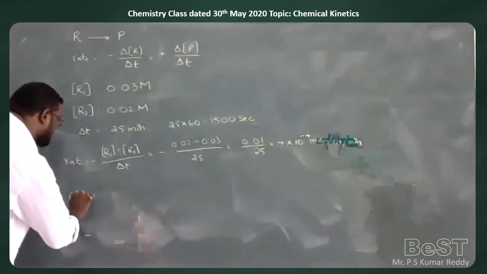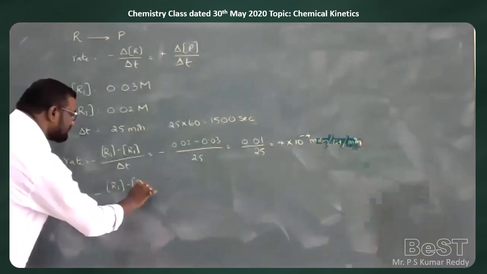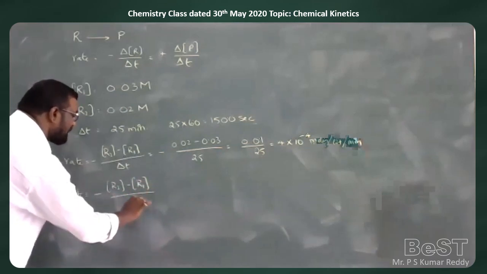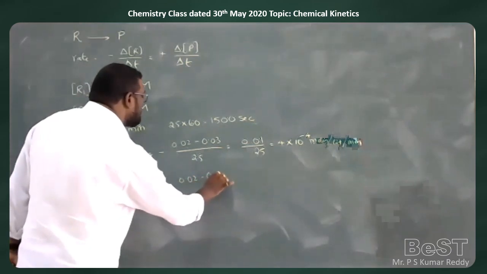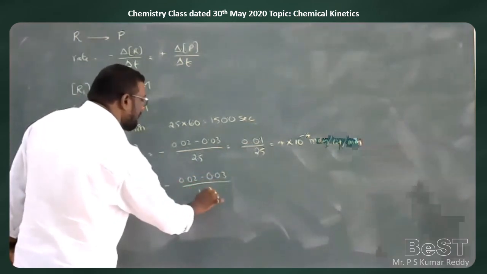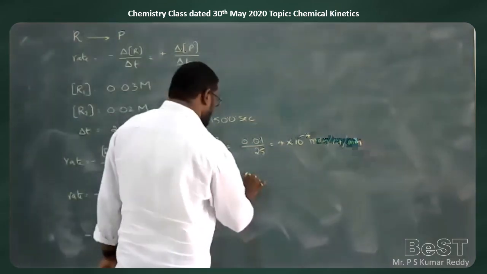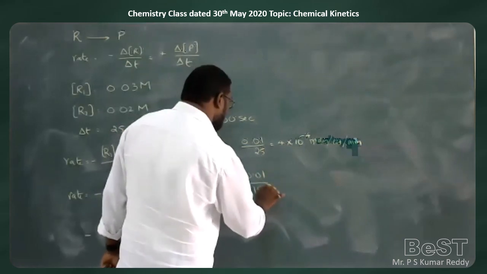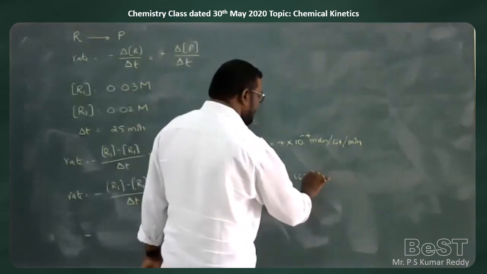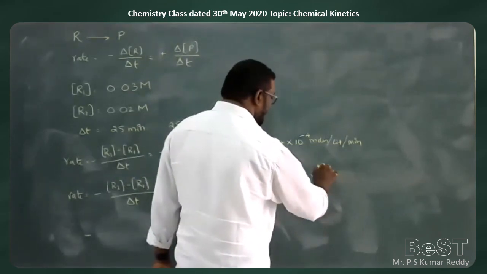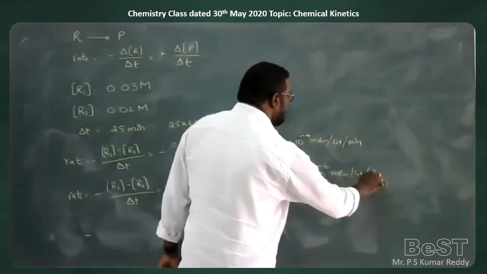The same thing they are asking us to calculate in seconds also. Equal to minus 0.02 minus 0.03 by 1500, which is 6.67 into 10 to the power of minus 6 moles per liter per second.